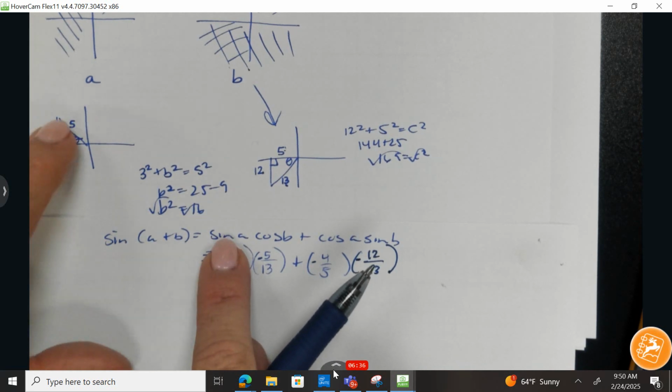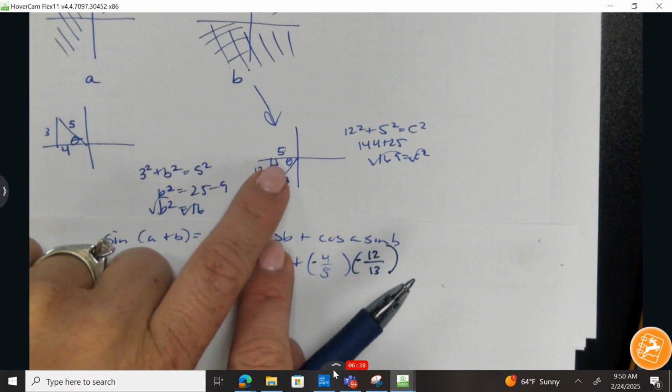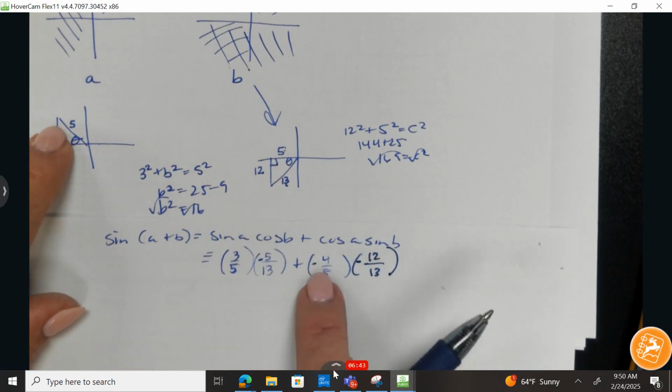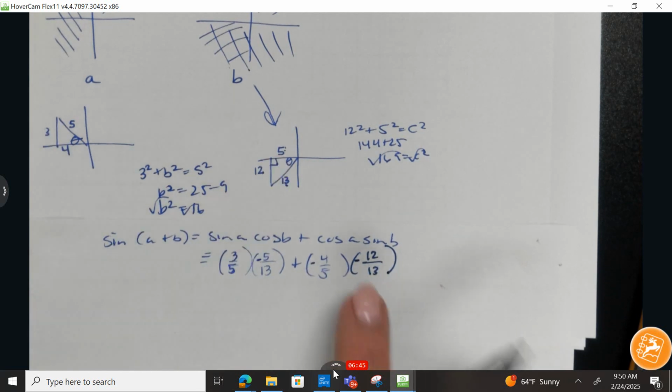Here's A, the sine is positive. Here's B, the cosine is negative. Here's A, the cosine is negative. Here's B, the sine is negative. Okay, here we go.